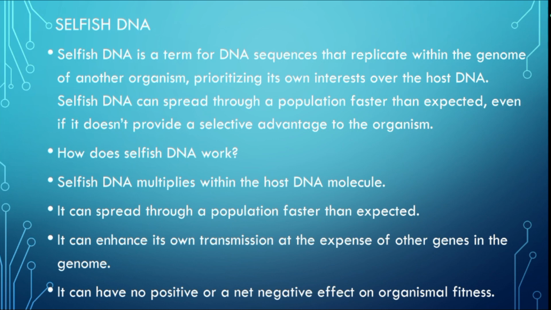So how does selfish DNA work? Selfish DNA multiplies within the host DNA molecule. It can spread through a population faster than expected. It can enhance its own transmission at the expense of other genes in the genome. It can have no positive or a net negative effect on organism fitness.